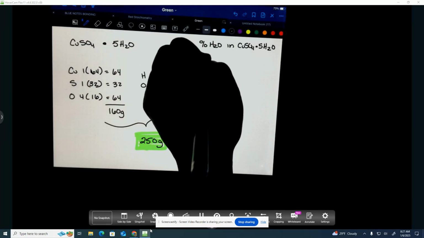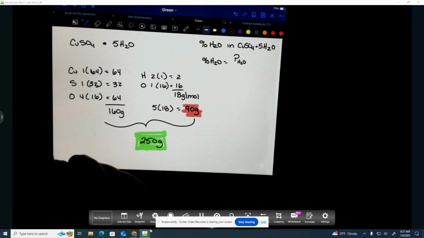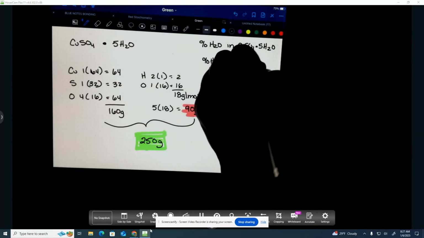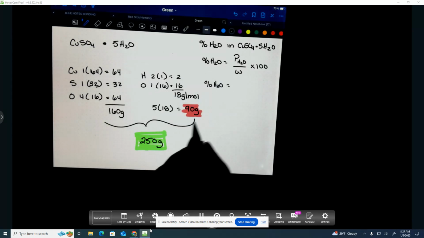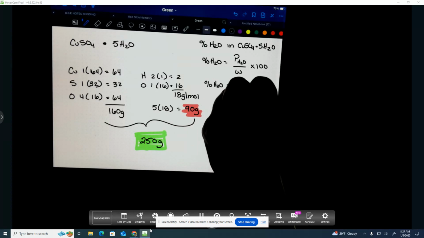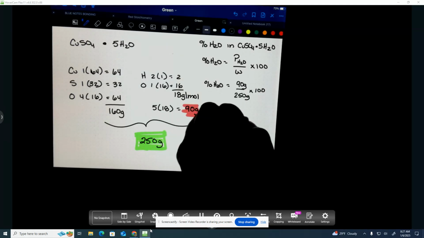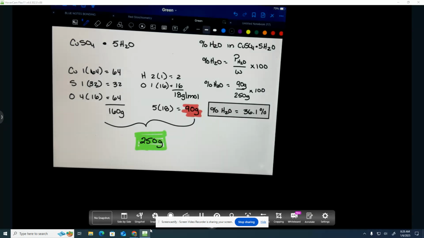So let's do percent of water equals the part that was water, part H2O, over the whole thing times 100. We know that the part that was water was 90 grams. The whole thing weighed 250 grams times 100. So the percent that was water is 36% water. No, 36 is fine.